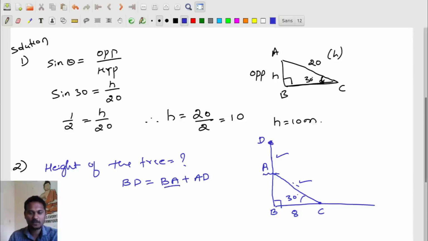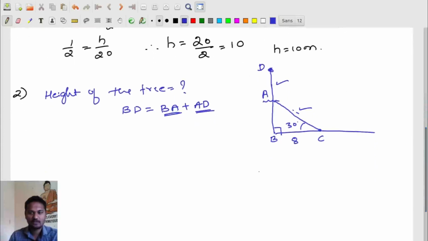Okay, so we need to find BA and then AD, add these two, you will get the total height of the tree, right? So now how to get BA and AD? Again, trigonometric ratios. Here this 30 degree is given and then this adjacent side is given, and we need to find this AB and then AC. Let's find AB here.